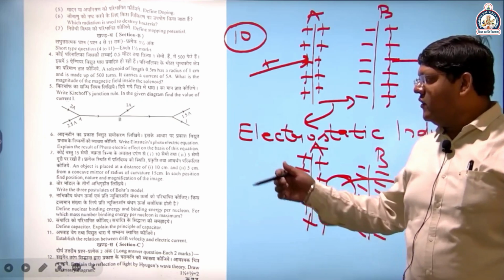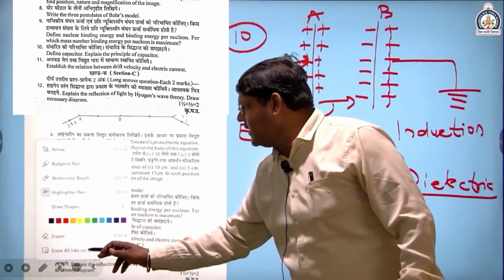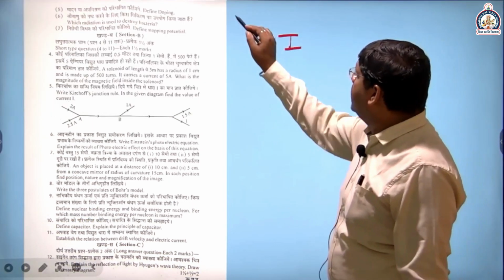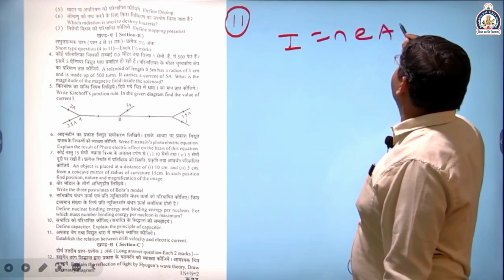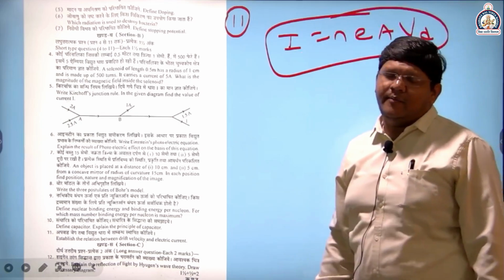Now moving to the next part: write the relation between drift velocity and current. We all know, for question number 11, I is equal to n e A v_d. This is the required relation for drift velocity and current.